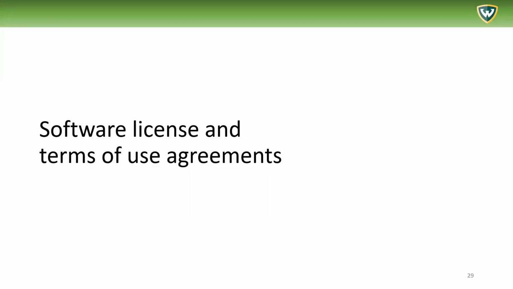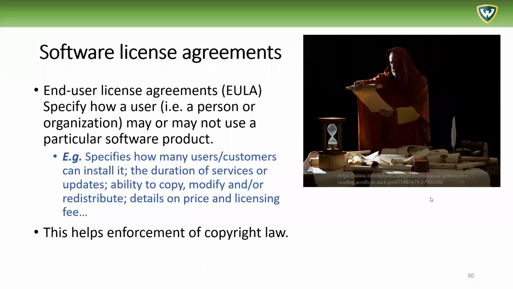Software license and terms of use agreements. Software license agreements. Software products usually have some kind of license agreement, or what they call end user license agreements, which specify how a user, a person or organization, or maybe even a robot may or may not use a particular software product created by another person or organization.